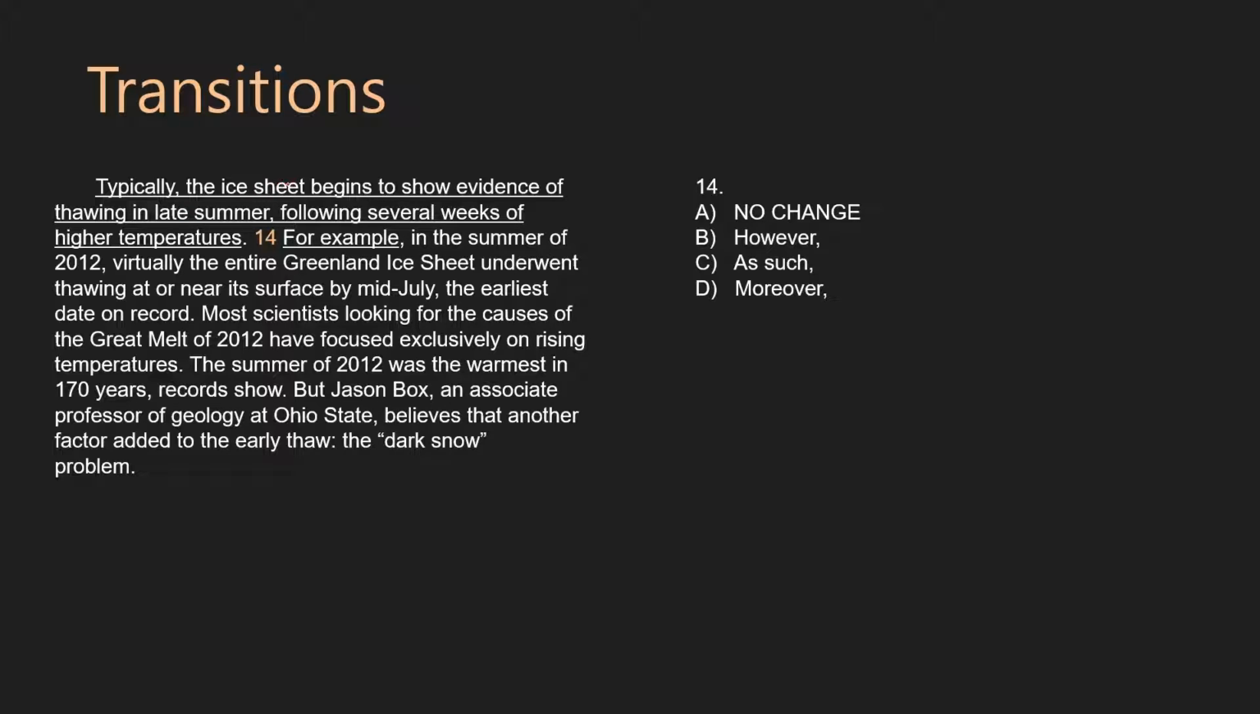So make sure you think about what that means. Don't just read it and go, oh, okay, I read it. This is saying that the ice sheets normally begin to melt in late summer. The sentence afterwards says, in the summer of 2012, virtually the entire Greenland ice sheet underwent thawing at or near its surface by mid-July, the earliest date on record. So it's normally late summer, but this time it happened in mid-July.